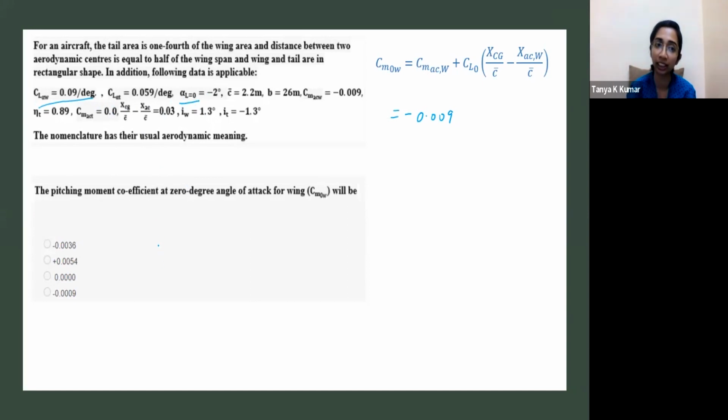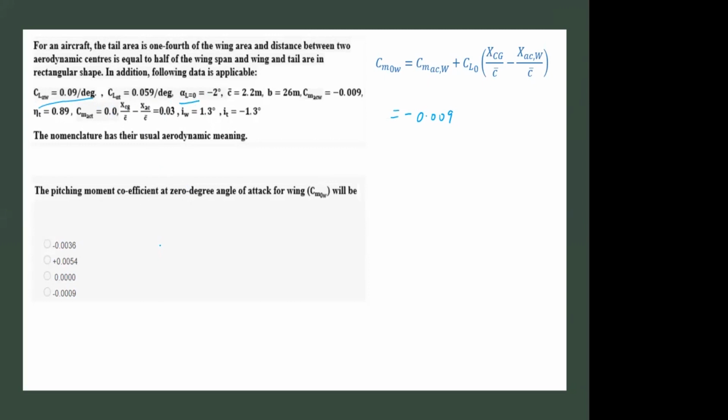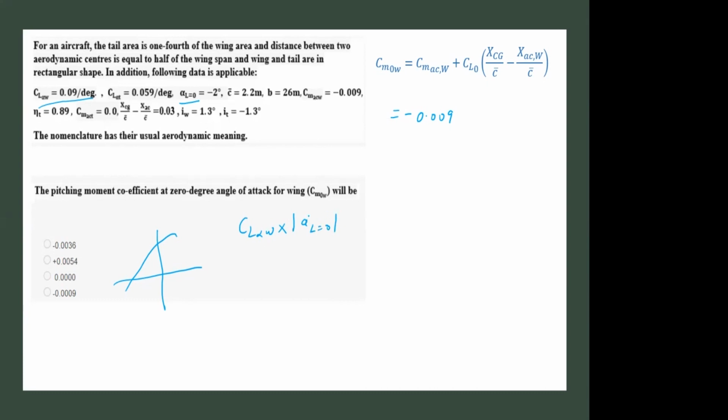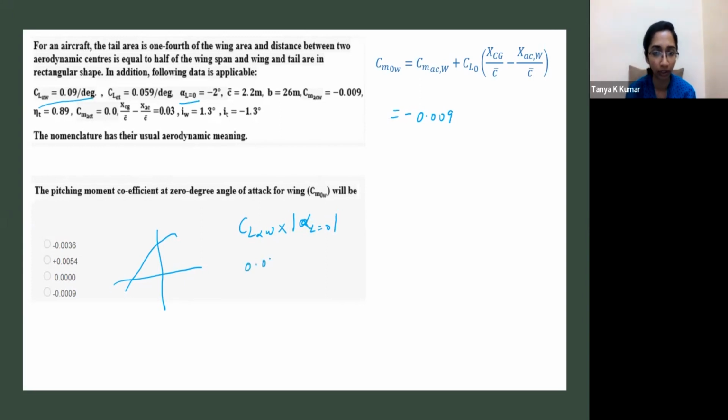Can someone tell me how you find out CL naught when the slope and the angle of attack at zero lift are given? It's CL alpha of the wing multiplied by minus alpha at lift equal to zero. Yes, okay, so it's the modulus of alpha at lift equal to zero. So that's 0.09 into 2. How much would this value be?